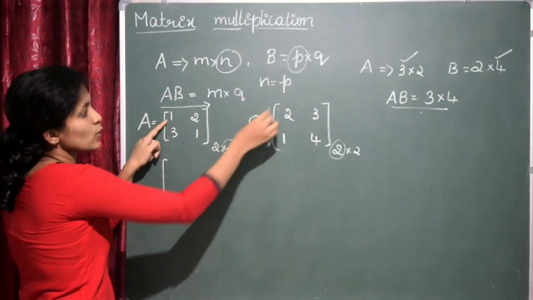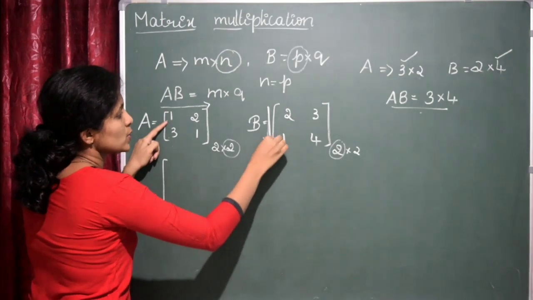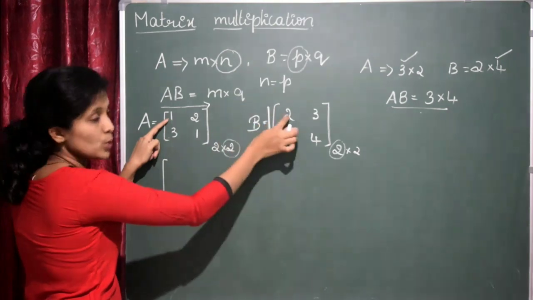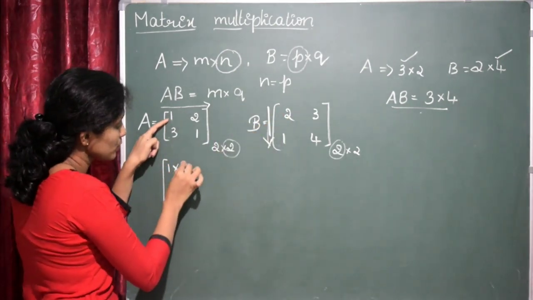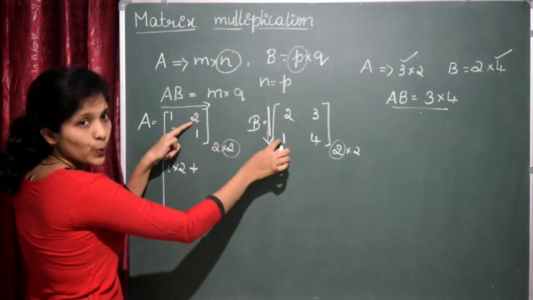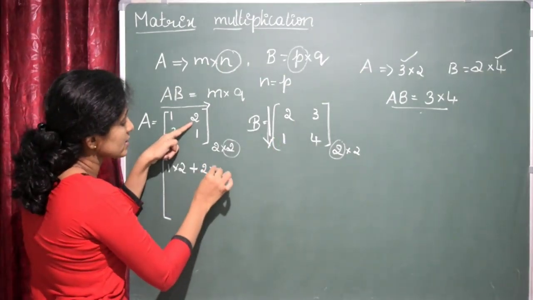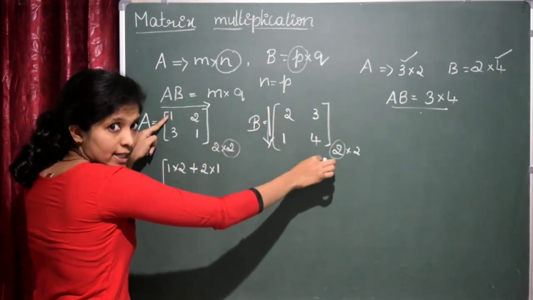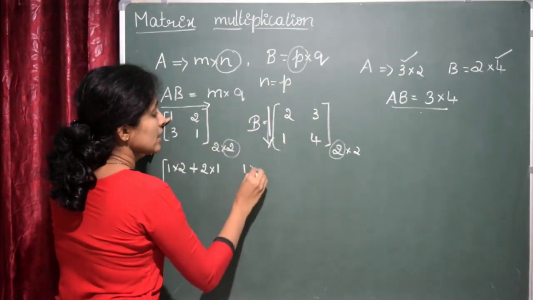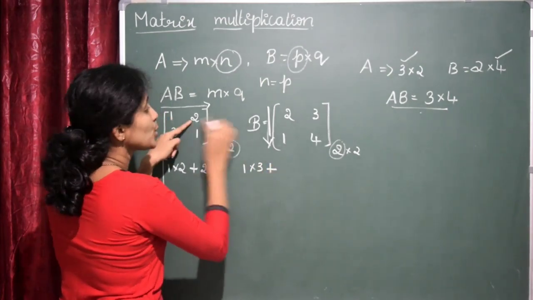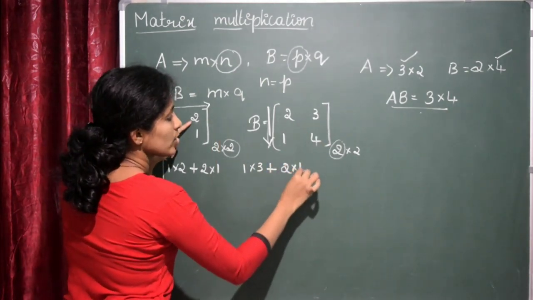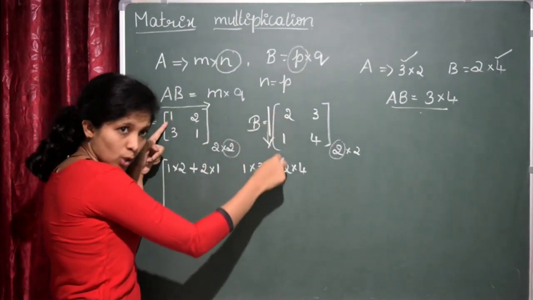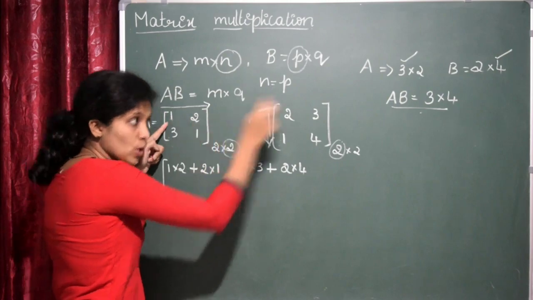I told you, first row with the first column. So that is now 1, 2, and you have to multiply with 2 and 1. That is 1 into 2, plus 2 into 1. Is it clear? This is the first element. The second element will be the first row and the second column. That is 1 into 3 plus 2 into 4. Is it clear? First element is first row, first column. Second element is first row, second column.